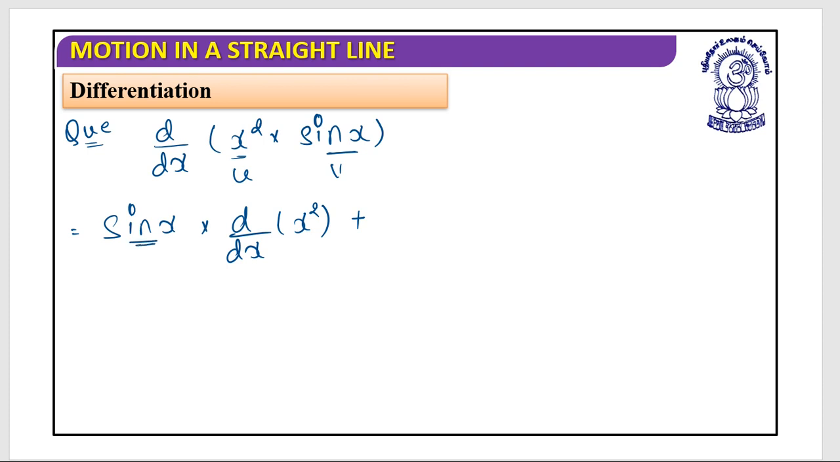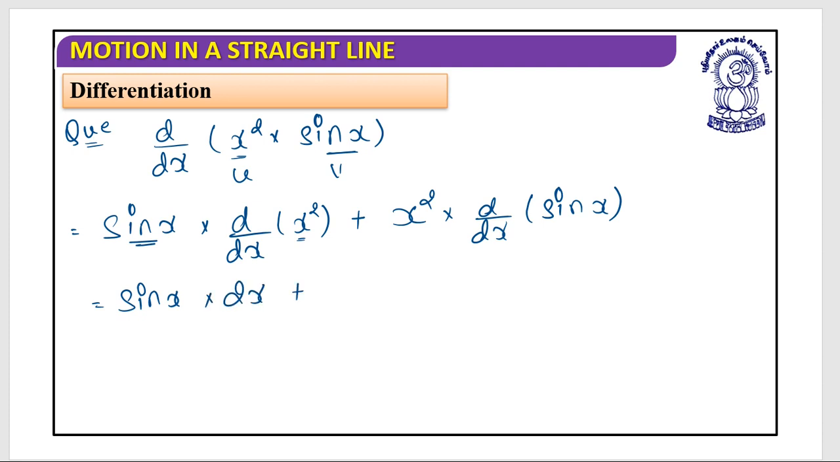Now sin x has been written as it is and x square has been differentiated. So what next is, you need to write x square as it is, that is to be multiplied with sin x. So this is equals to sin x into d by dx of x square, this is 2x, plus x square into differentiation of sin x, it is a cos x.